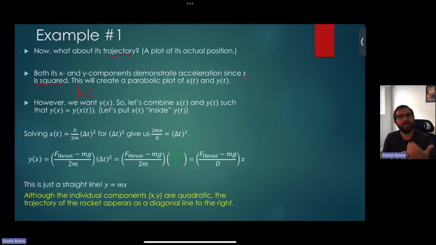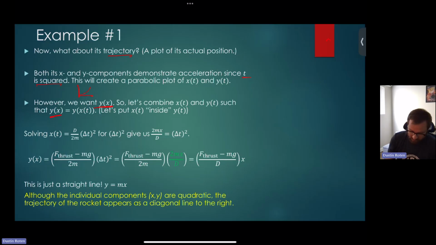But we want to know what that looks like when we put those coordinates together, because you'll remember from a previous lab that just because your x and y coordinates have this acceleration term in them, the actual overall trajectory may not look like that at all. Okay, so even though we have x of t and y of t, we want y of x. So let's actually combine x and y such that we can build y of x.